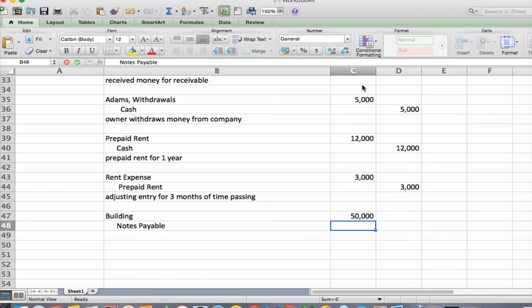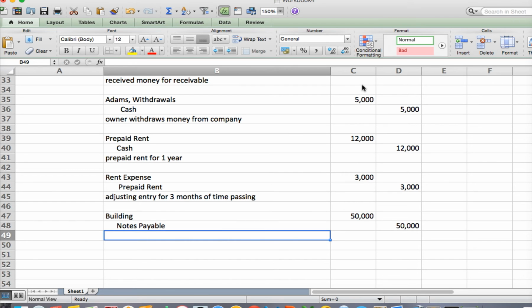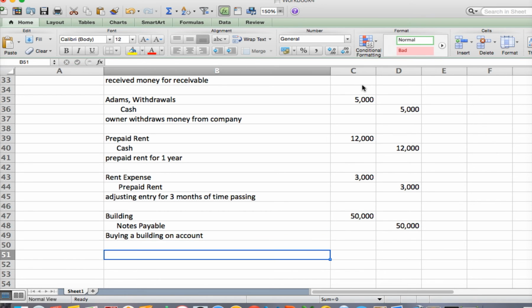So that needs to be in a payable account. And in this case, I told you that was going to be a notes payable. But if I didn't tell you and I just said we're going to buy it on account, any type of payable in there would be acceptable. Accounts payable, notes payable, whatever you thought was most appropriate. But since I said notes payable, that's what you should use. Okay, so basic accounting equation, building is an asset, obviously, so assets go up and liabilities go up by that same amount. So we're still balanced.